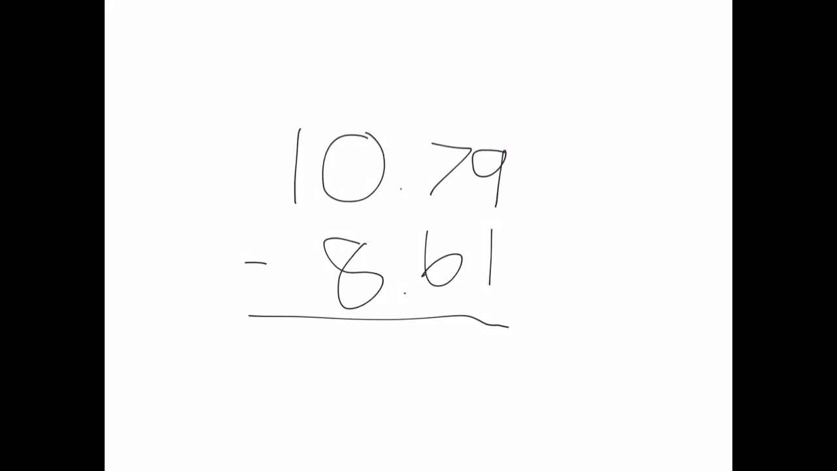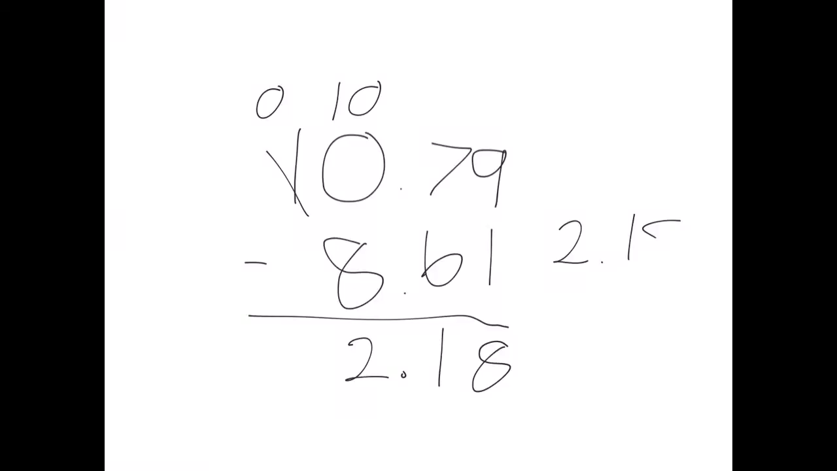Subtracting decimals. As you can see here, we have 10.79 minus 8.61. So now it's simple. So we subtract. 9 minus 1 equals 8. And 7 minus 6 equals 1. Always have to add the decimal. And then you have to carry. 10 minus 8 equals 2. So our answer is 2.18.